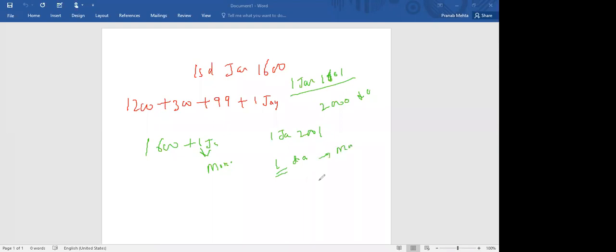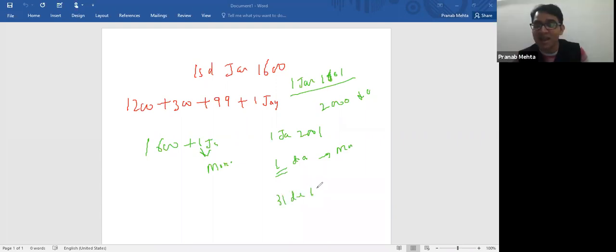So now you understood. If they ask about 31st December 1999, now you can do this calculation. 31st December 1999 will become Sunday.